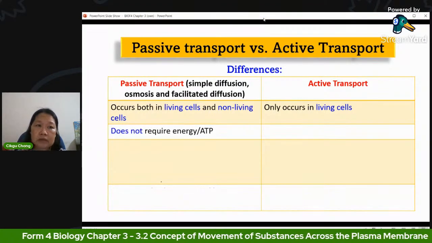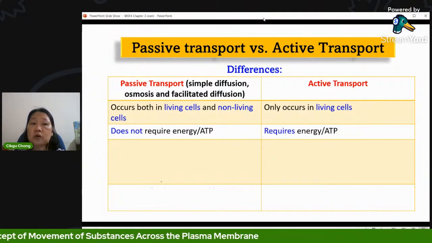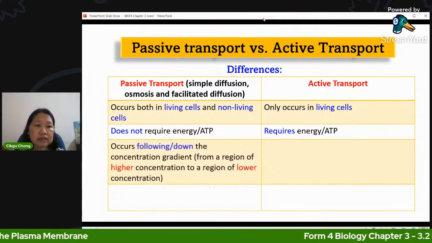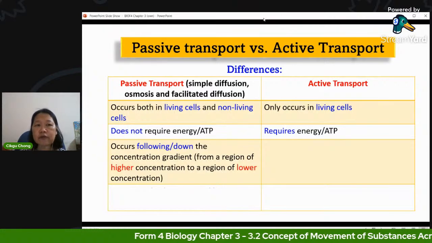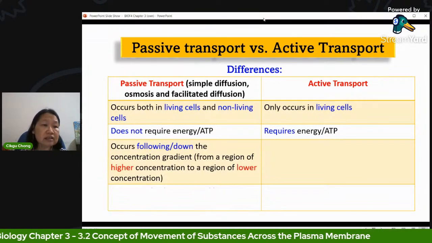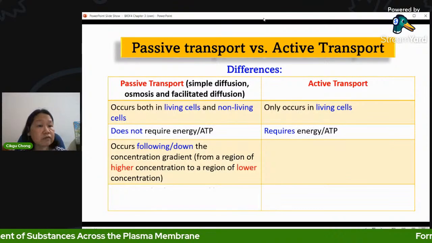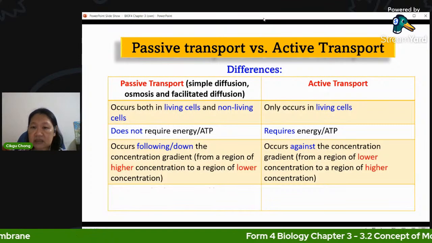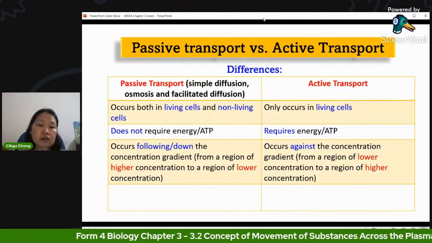Next, passive transport does not require energy, whereas active transport requires energy, in terms of energy requirement. Next one, what about the direction? Passive transport occurs following the concentration gradient, or down the concentration gradient. That means from a region of higher concentration to a region of lower concentration. Active transport occurs against the concentration gradient. That means from a region of lower concentration to a region of higher concentration.